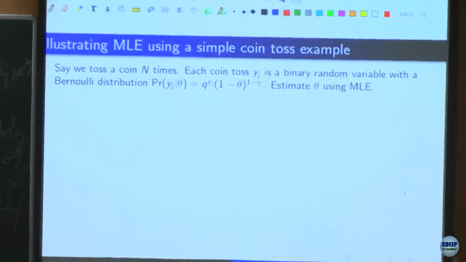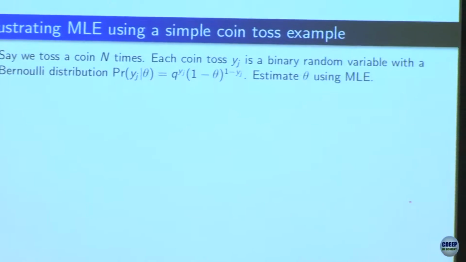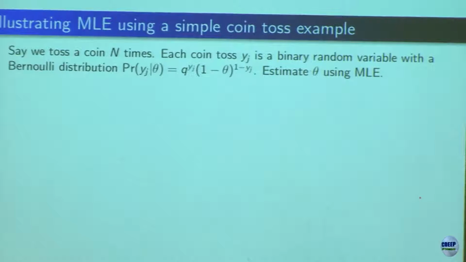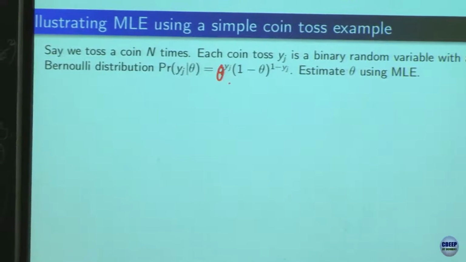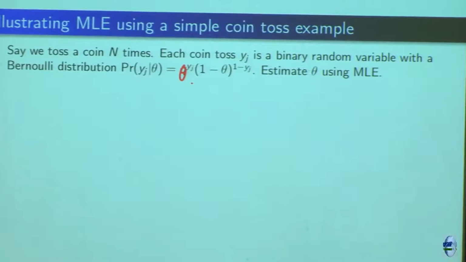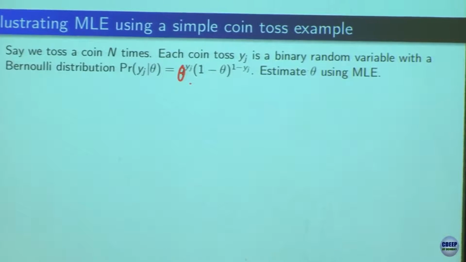Okay, I am going to now move on a bit and illustrate with a much simpler example what this maximum likelihood estimate is doing. So let's say we toss a coin n times. Each coin toss is a binary random variable with a Bernoulli distribution. What's a Bernoulli distribution? The probability of yj given theta is theta raised to yj, times 1 minus theta raised to 1 minus yj. So how would you estimate theta using maximum likelihood estimation? I am giving you a simpler problem so that you can start seeing what all this is doing.